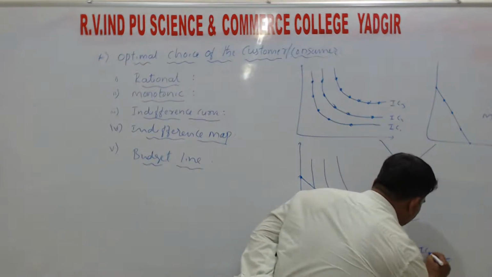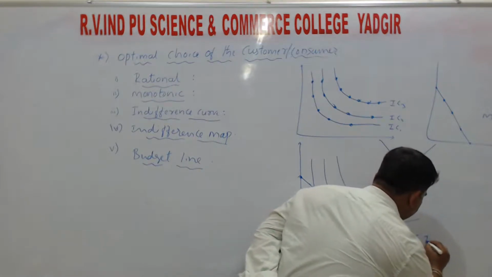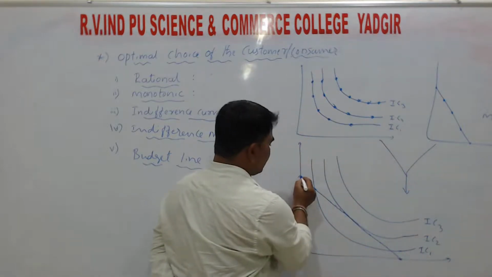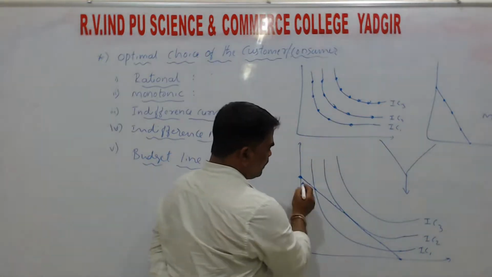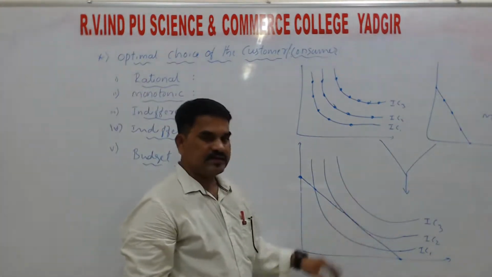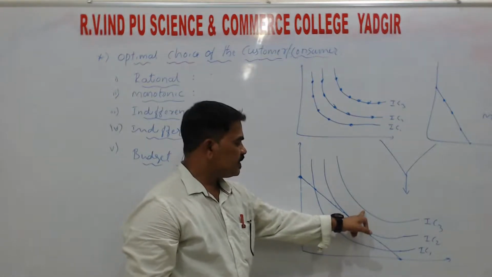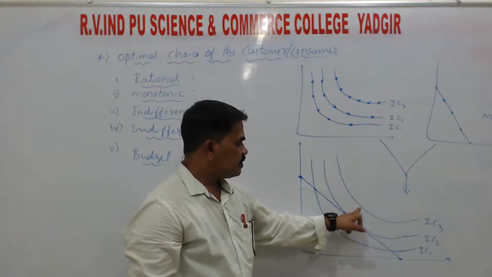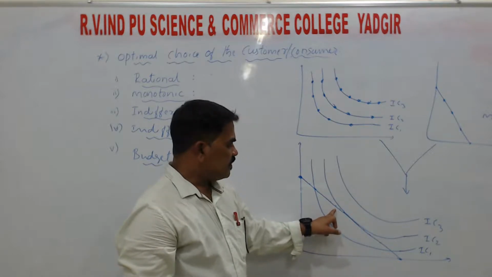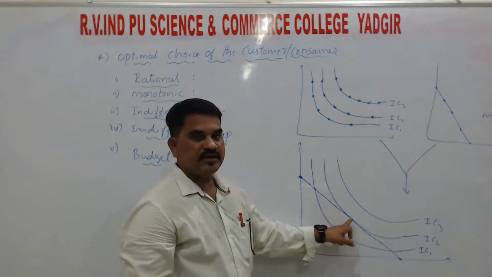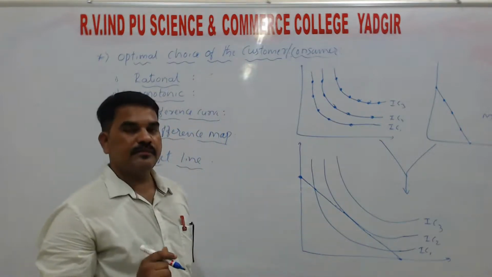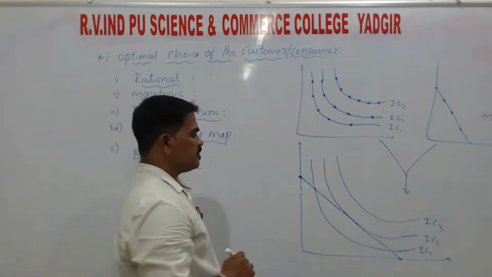This is indifference curve 1, this is indifference curve 2, and this is indifference curve 3, and this is the budget line. Okay. Now we know what a budget line is, and we know what an indifference curve is. Satisfaction is the same on an indifference curve, and on the budget line, the cost of the bundle is equal to the income of the consumer. So which bundle gives him maximum satisfaction?